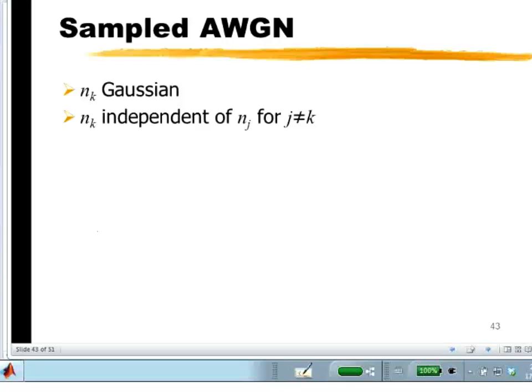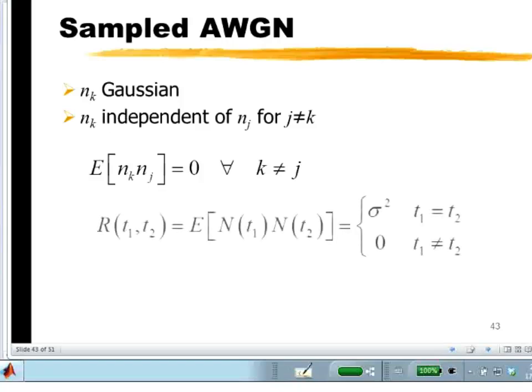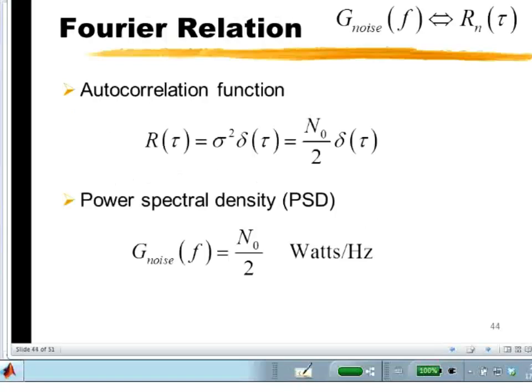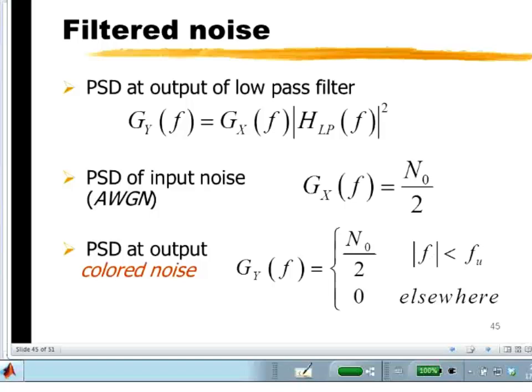You can show that these are indeed independent, and because of that independence, the autocorrelation function follows directly as being a delta function, and in the frequency domain as being flat. And that follows directly from the independence. So now we know the autocorrelation function and the power spectral density of additive white Gaussian noise, which has infinite frequency response. So what happens when we filter it?